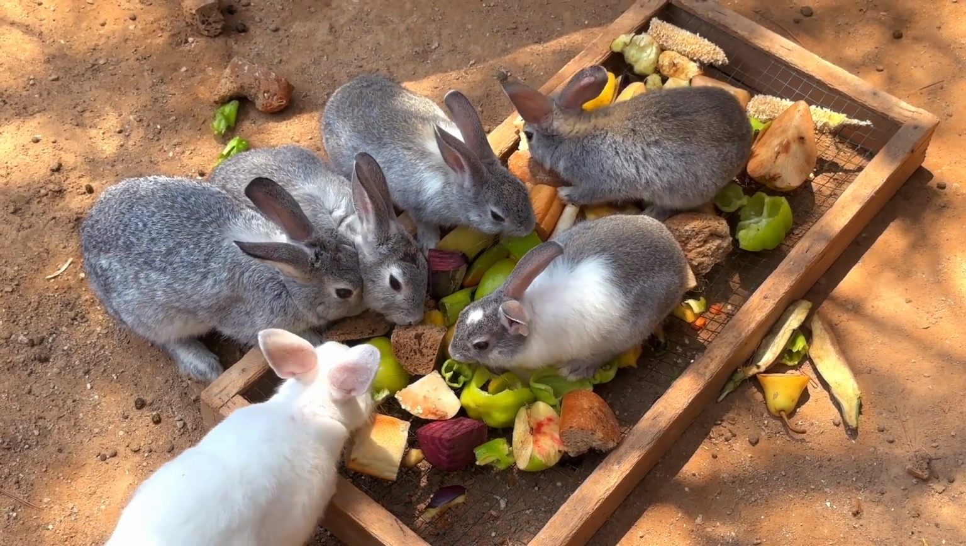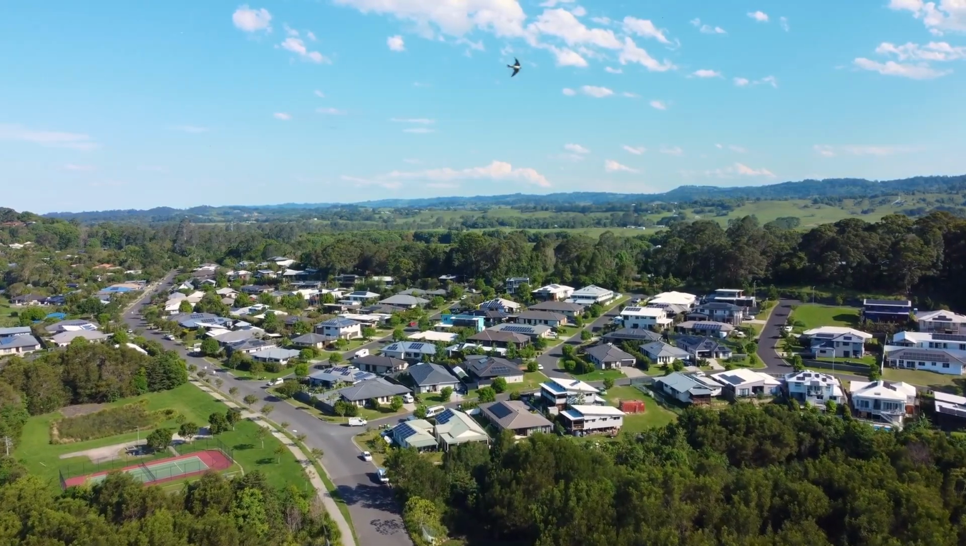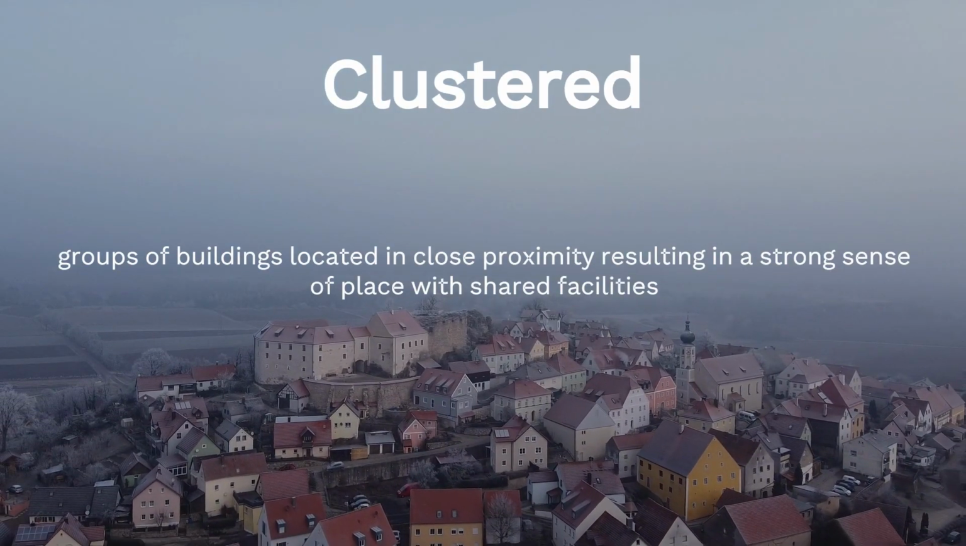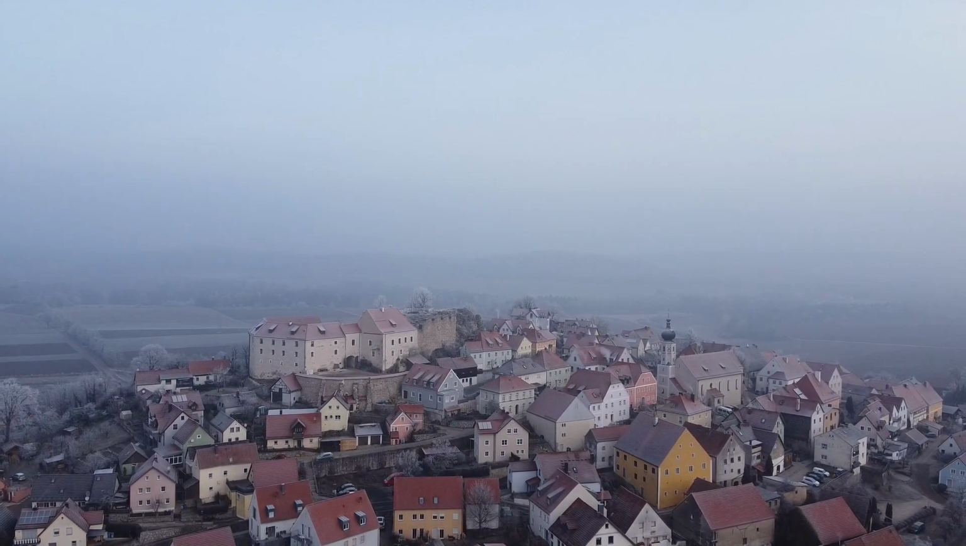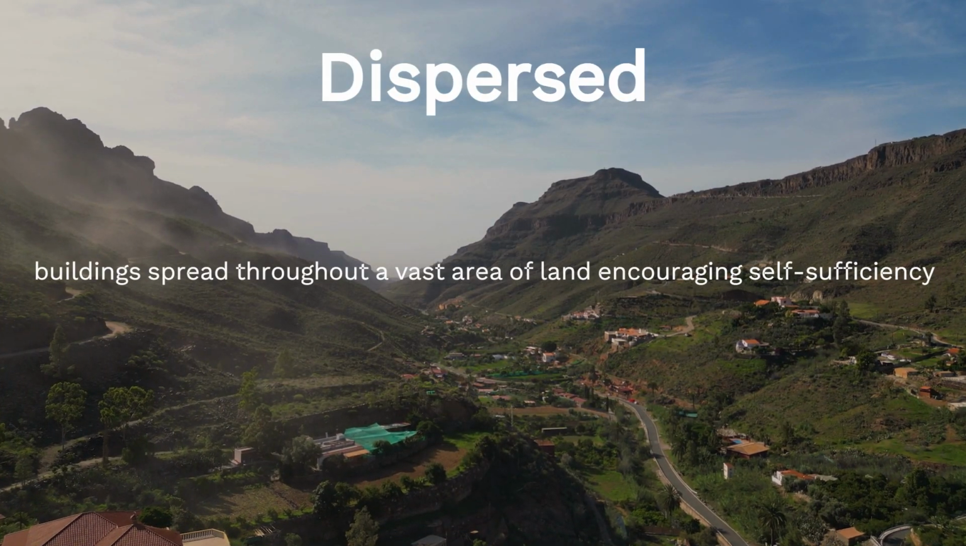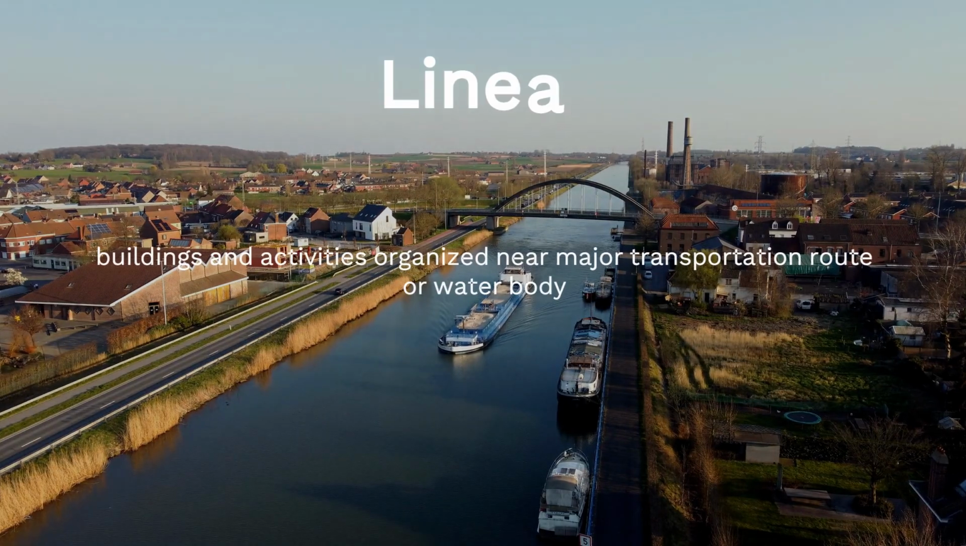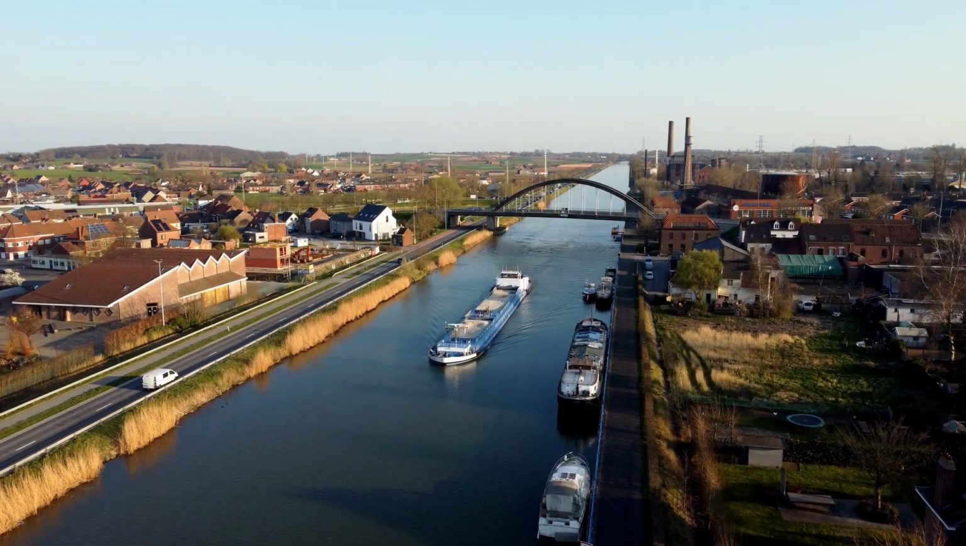But agriculture isn't just about food. It shapes how we live. Settlements in rural areas can be clustered, where homes and buildings are close together, dispersed, where they're spread out across the landscape, or linear, often organized near roads or rivers.